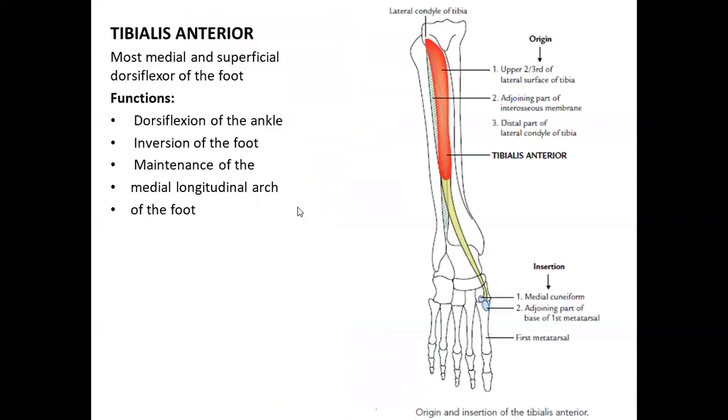Okay. Now, origin and insertion. It arises from the upper 2/3 of the lateral surface of the tibia. It arises from the adjoining surface of the interosseous membrane and the distal part of the lateral condyle of the tibia. Okay, so origin is from the upper 2/3 of the lateral surface of the tibia, the lateral condyle of the tibia, and the adjoining part of the interosseous membrane. Here.